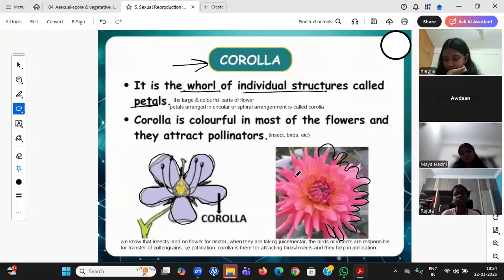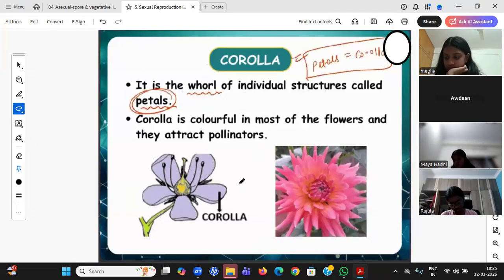So obviously, students, when we want something to be attracted, when can we get attracted? When there is a beautiful color, when there is a good smell, then only things get attracted, right? That's the reason all the flowers have colorful parts, so that they can attract pollinators, which I'll discuss later. Pollinators are things like birds and insects, which we'll discuss later in today's session.